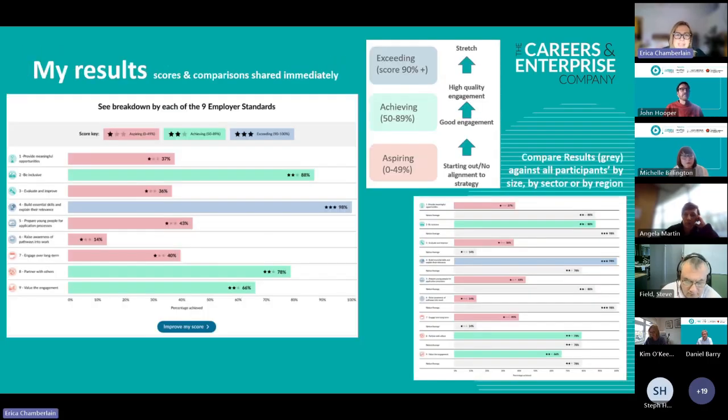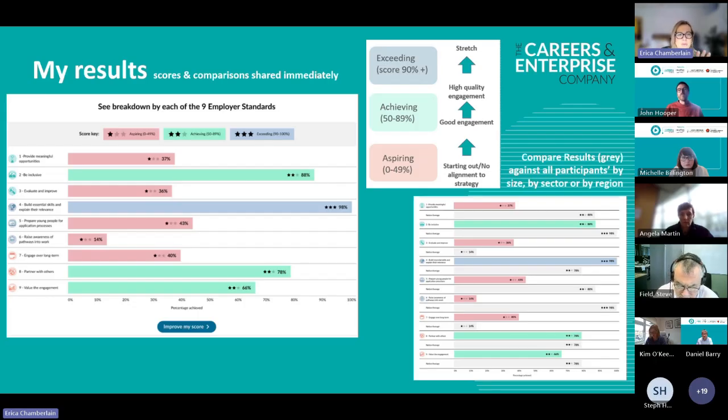And then once you've completed the self-assessment, which takes about 25 minutes if you know the answers, you can also pause whilst you're doing it and come back. So there's plenty of time and you can download the questions beforehand. You get your results immediately.